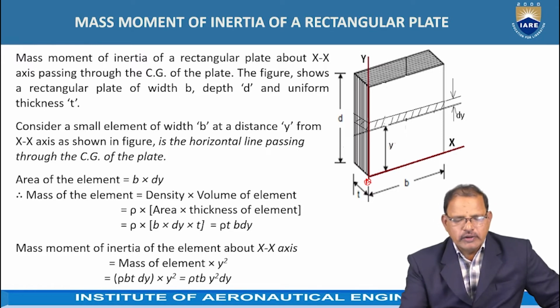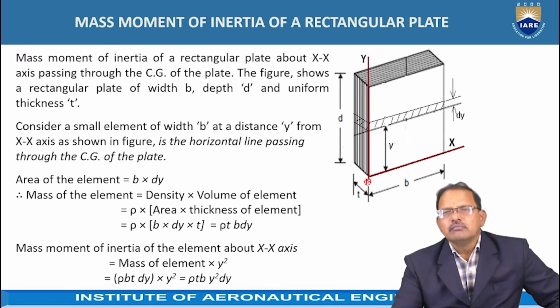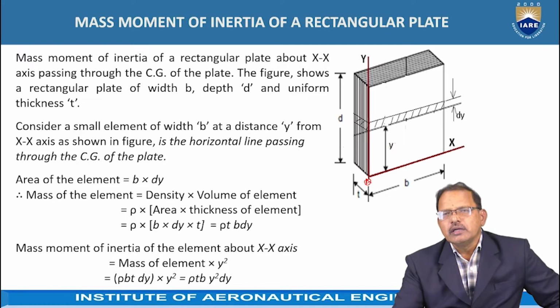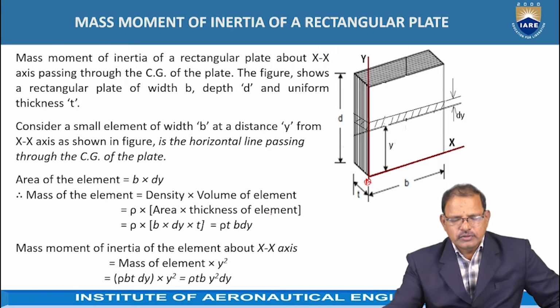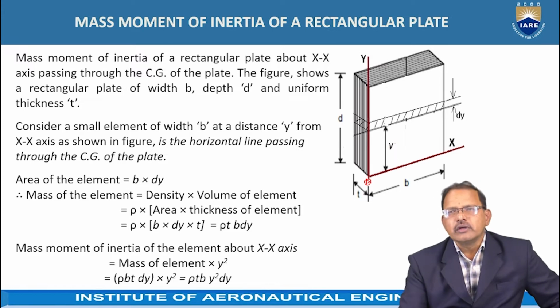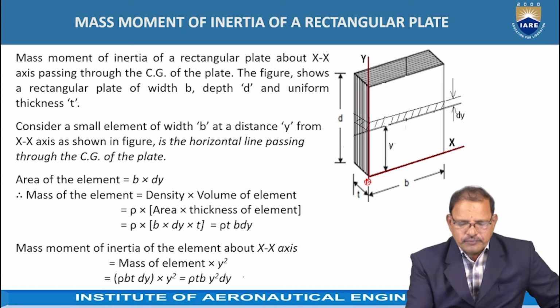So the area of the strip is equal to B into dy now. The mass of the element is equal to the density multiplied by the volume of the element. Assume rho is representing the density of the material. Volume is equal to area into thickness; area is given by B dy into T, hence this value is equal to rho T B dy. The mass moment of inertia of the element about the x-axis is given by mass multiplied by the square of the distance. Here mass is equal to rho T B dy into the square of the distance, y square, which is equal to rho T B y square dy.